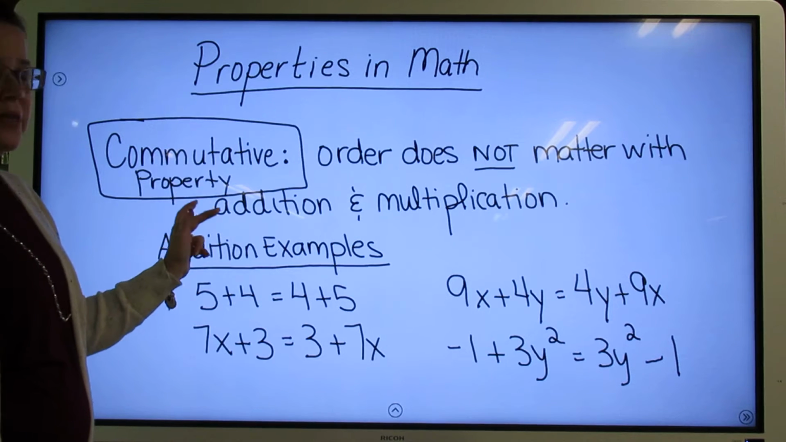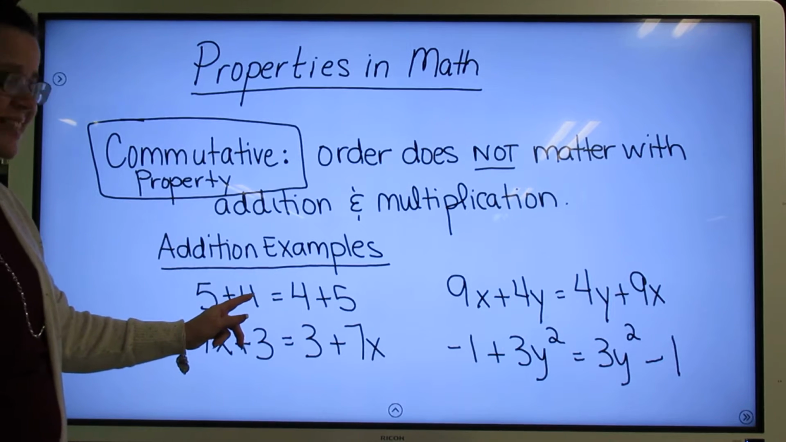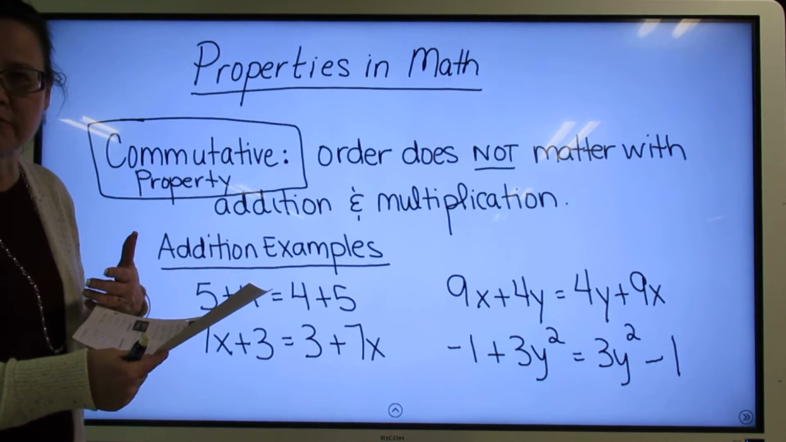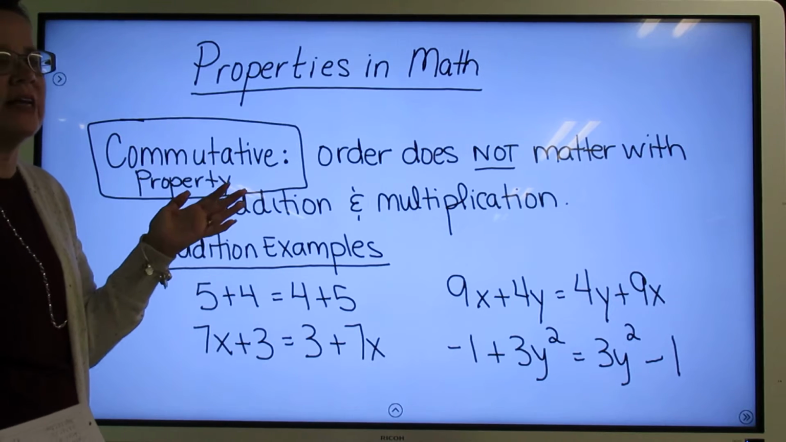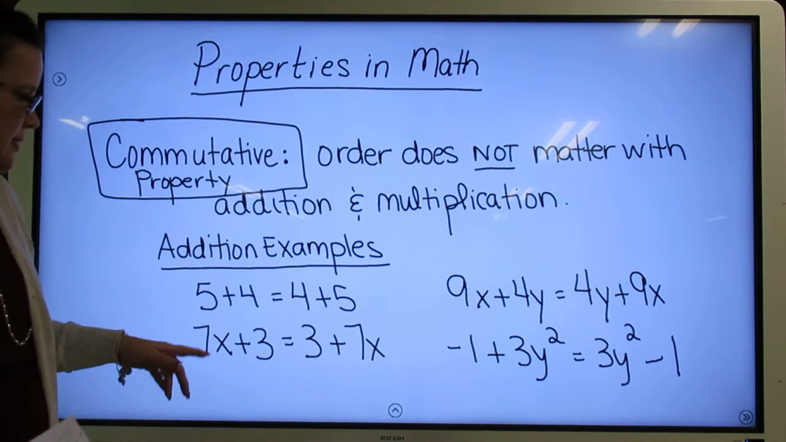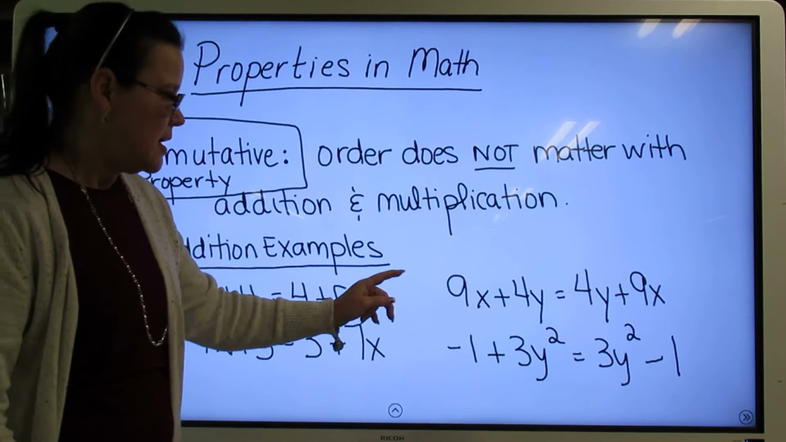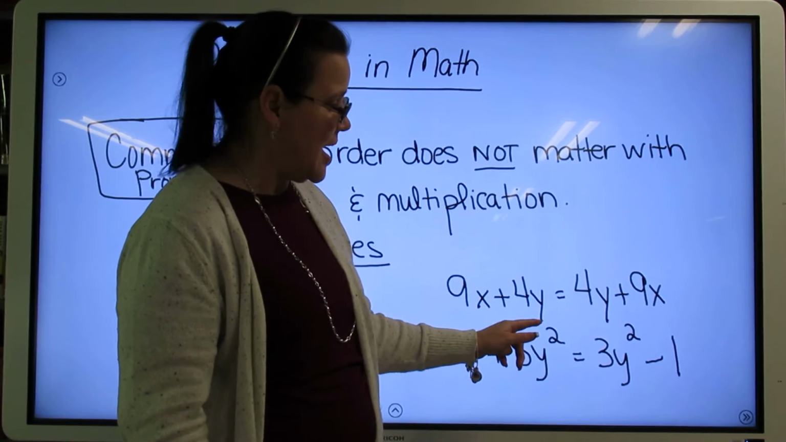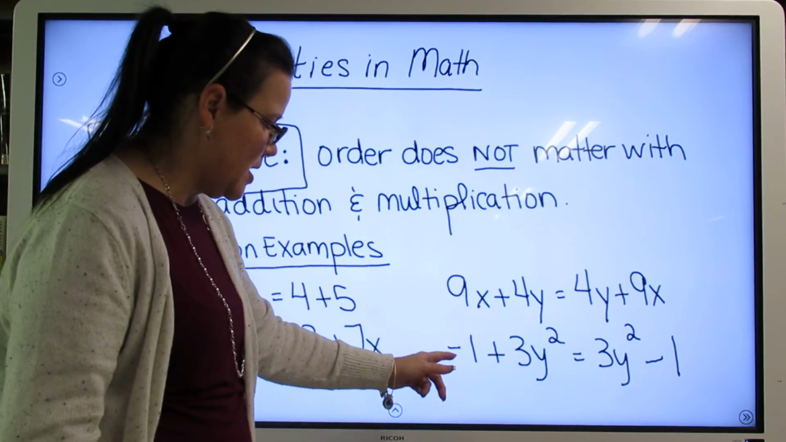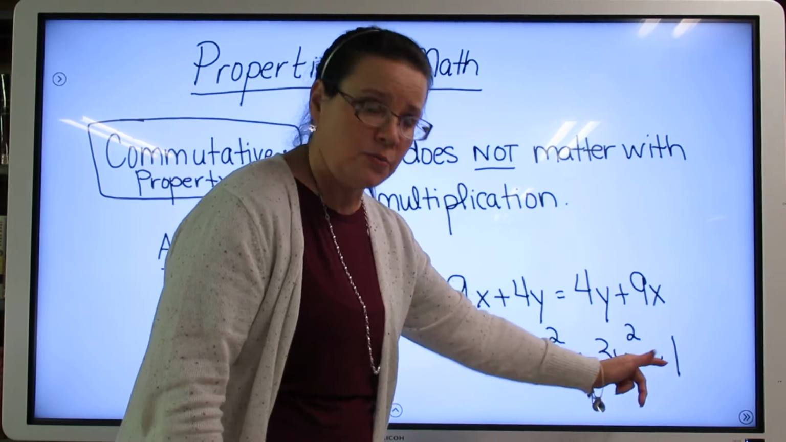Order does not matter with addition or multiplication. And right now I have the addition examples. 5 plus 4 is the same as 4 plus 5. They're in the same community, they just switched neighbors. You think of your neighborhood and you live next door, and all of a sudden you decided to switch houses. So you're kind of switching places in this. So 7x plus 3 is exactly the same thing as 3 plus 7x. 9x plus 4y is exactly the same thing as 4y plus 9x. You see the gist of it now? Negative 1 plus 3y squared is the same as 3y squared minus 1.